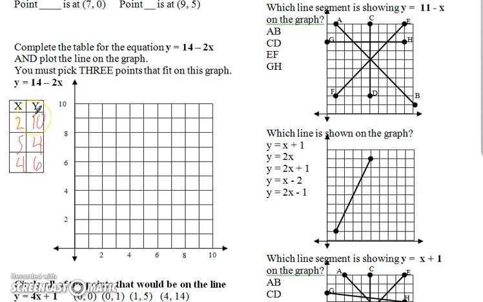So then I just need to put these points on the graph. So (2, 10) would be right there. (5, 4): 5 to the right, up 4. And (4, 6): 4 to the right, up 6. And since I did it the right way, I should have a straight line there.